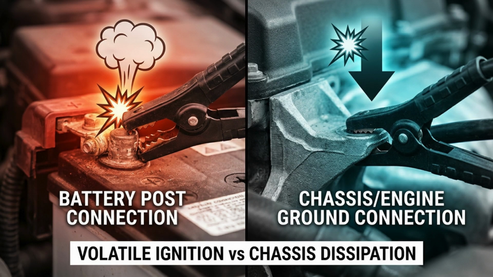Battery jump grounding, volatile gas ignition. Connecting the negative cable directly to the dead battery creates a kinetic spark directly over venting hydrogen gas, an explosive chemical risk. You must clamp to the engine block, utilizing the massive metal chassis to safely dissipate the electrical arc away from the volatile fumes.